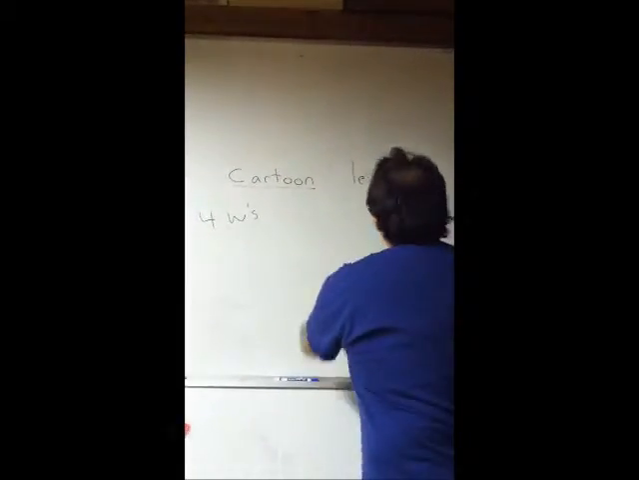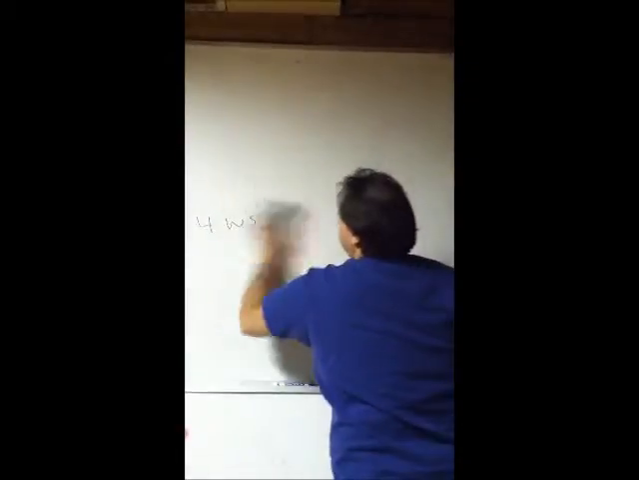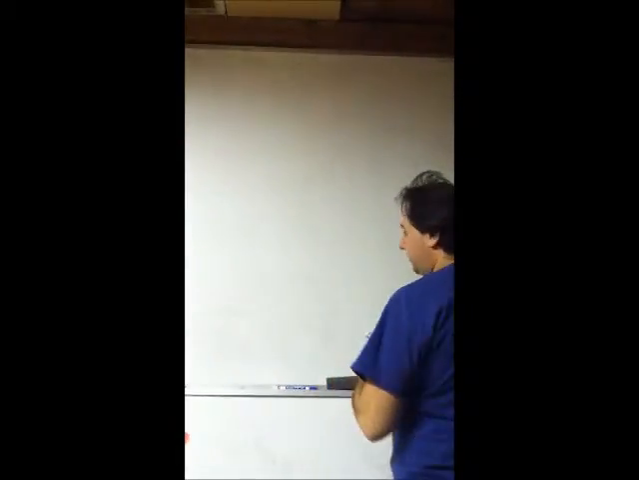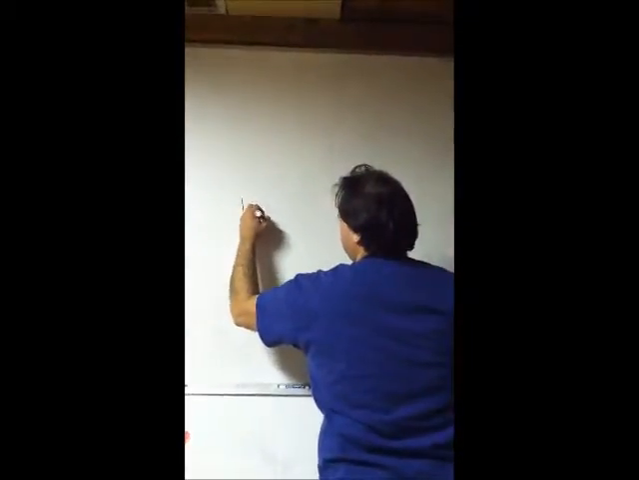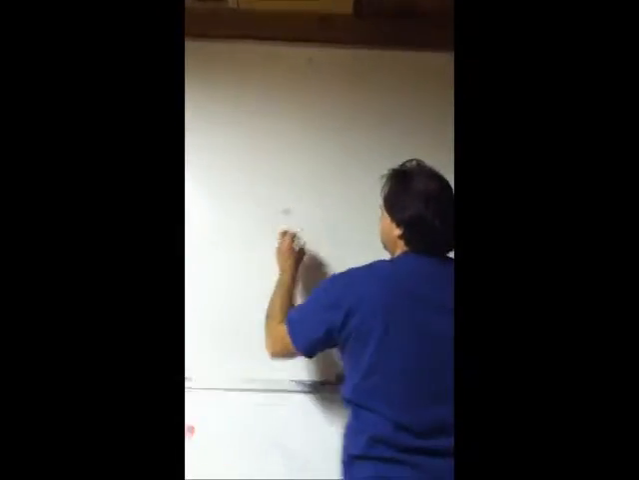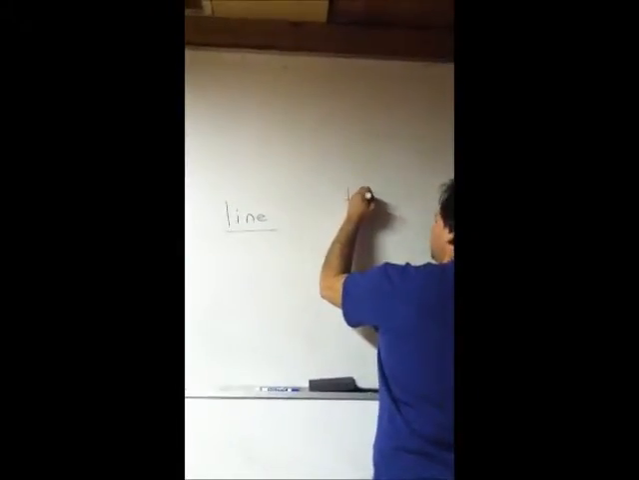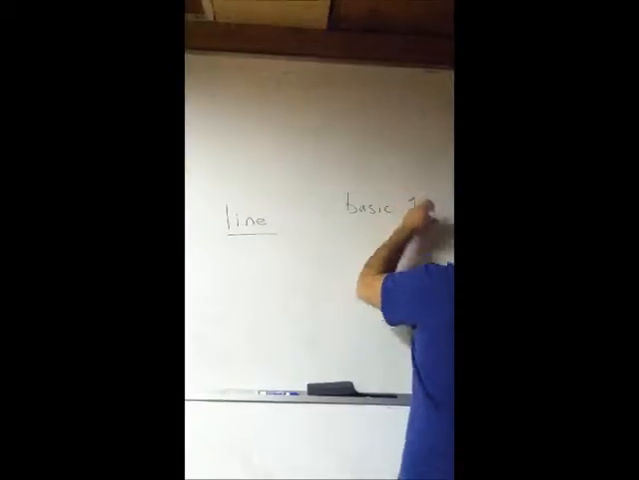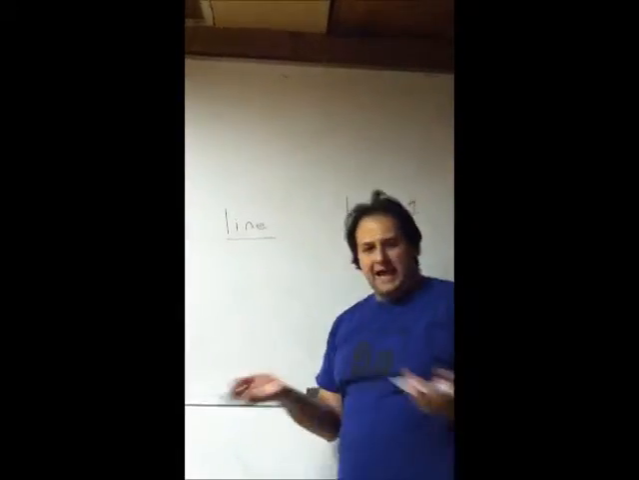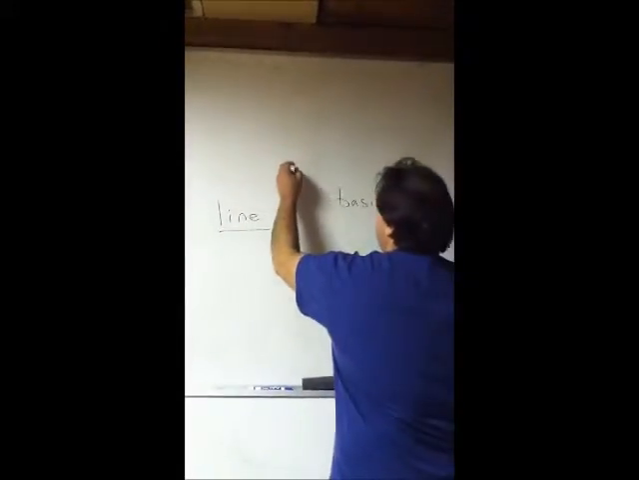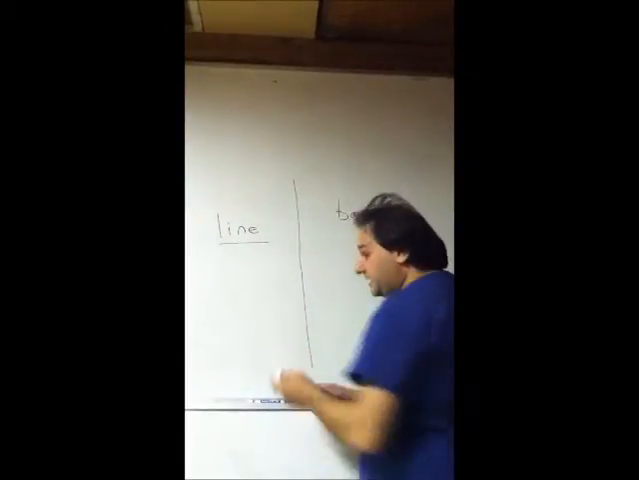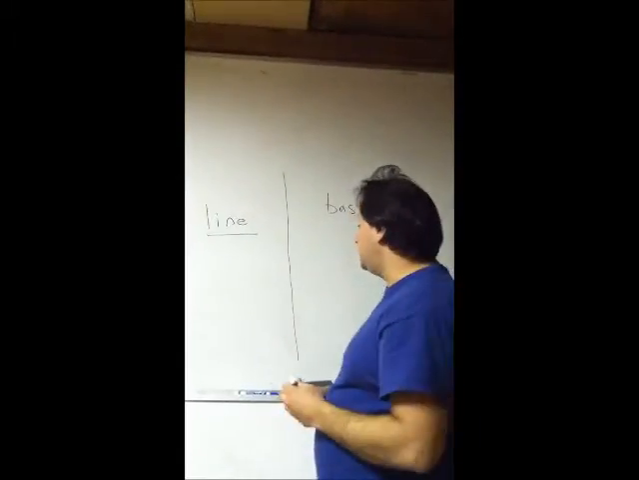Okay, so the first thing I want to talk to you about here in Lesson 1 is line. Okay, line. This is your first basic, okay? So we're going to call this basic number 1, and basic number 1 is line. So what is a line? Okay, I mean, by definition, a line is a distance between 2 points.